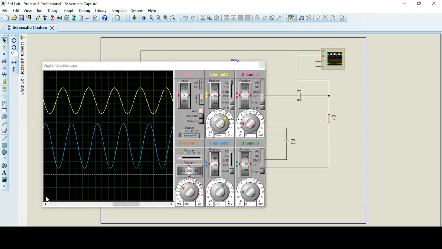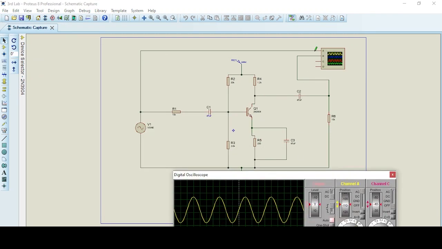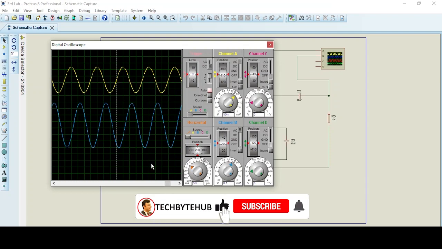When I simulate, you can see this is your oscilloscope, and the oscilloscope is showing two signals, because I connected the A terminal with the input and the B terminal with the output, right? So you can see the A terminal color is yellow and the B terminal color is blue. The A terminal shows the input wave and the B terminal shows the output wave.